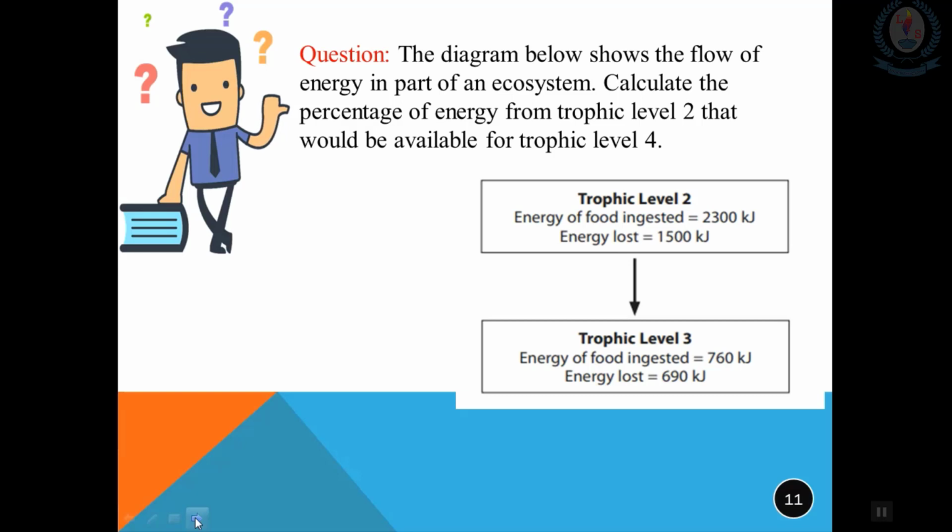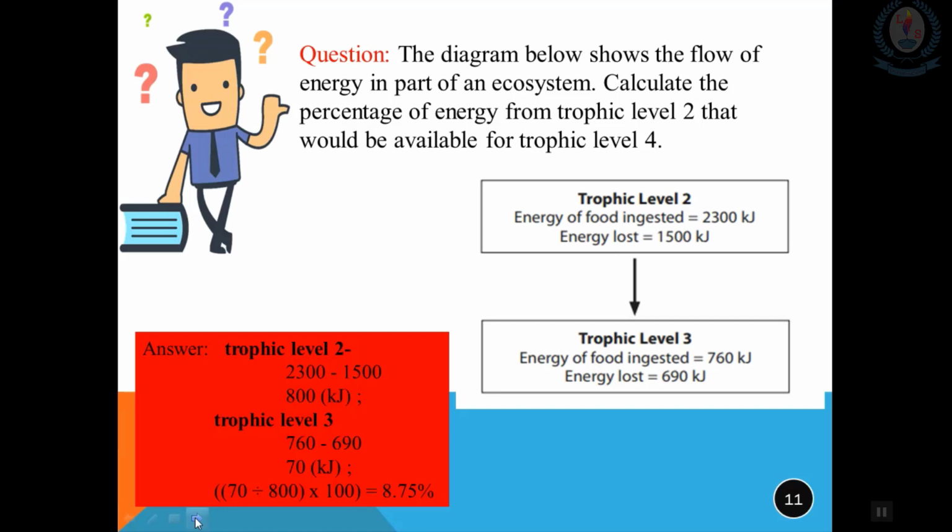First, we should calculate the energy passed between each level. First, we have to subtract 1500, which is the energy loss, from 2300 kilojoules of energy. Then we have to subtract 690 from 760 kilojoules, and we have to get a percentage using these two values.